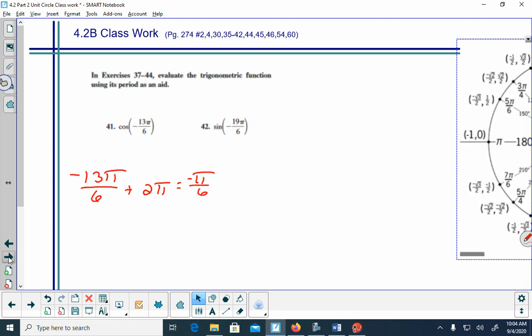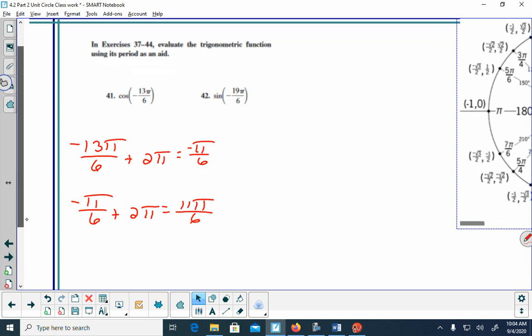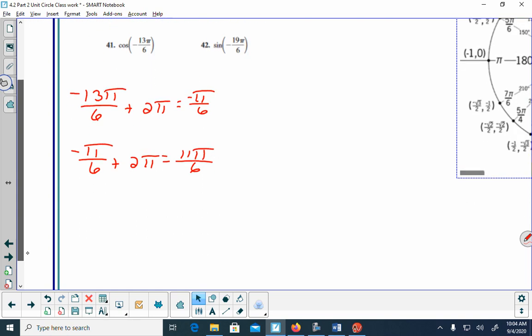So I know that it's in the fourth quadrant, but let's just take negative pi over 6 and add 2 pi, and I get 11 pi over 6. This step isn't really necessary, but I like to be consistent, so I'm going to go ahead and make sure that I have this angle that's a positive angle between 0 and 2 pi. So for cosine of -13 pi over 6, what that is, I'm going around once, and I'm going around again to there.